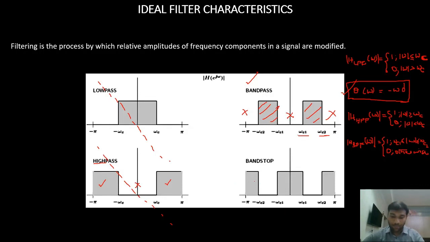Then similarly for the band reject filter, which is also called the band stop filter. Now let us look at how the low pass filter and high pass filter are related. Low pass filter and high pass filter transfer functions, how they are related.